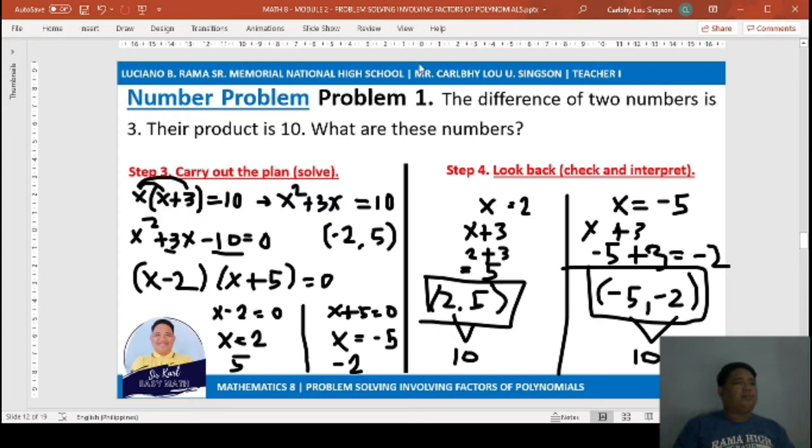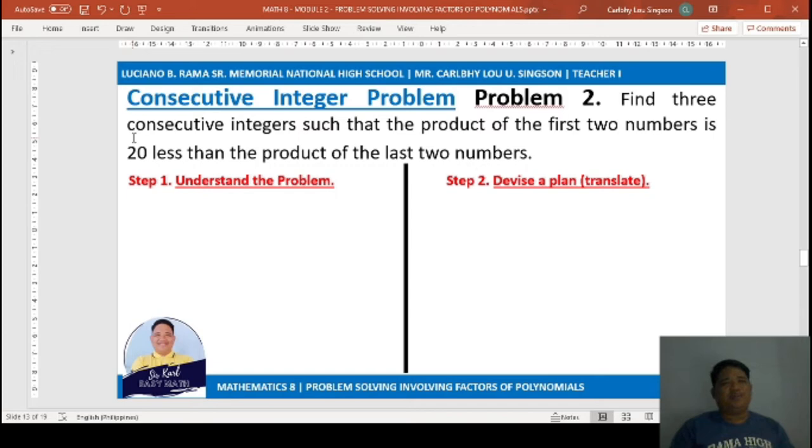Let us now have problem number 2. This is a consecutive integer problem. The problem goes like this: find 3 consecutive integers such that the product of the first 2 numbers is 20 less than the product of the last 2 numbers.